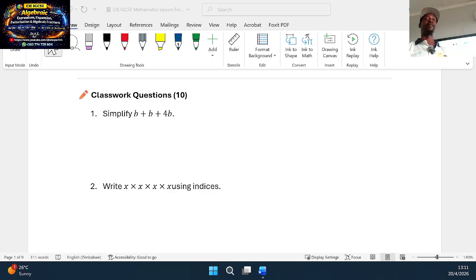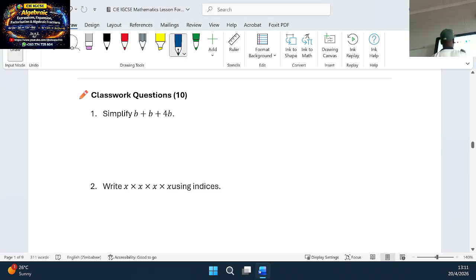Right, first problem, we are interested in simplification there. And if we check, we've got like terms there, b and b. So we've got 4 of b's plus 1 plus 1. Because they are like, we start by putting the like part, which is b. So it's 4 plus 1 plus 1. The coefficient is going to be 6. So we have 6b there.